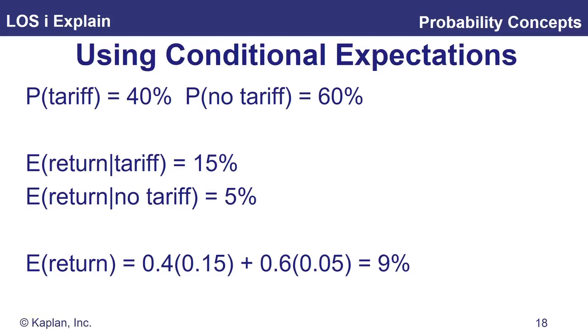What we've then got is contingent expected returns. Okay, now notice it's not a probability because it has E here, so it's an expectation, and it's the expected return given that a tariff is introduced, and that's 15%. The expected return given no tariff is introduced is 5%. So we can work out the unconditional expected return just using our total probability rule as before. So 40% of 15 plus 60% of 5, and that gives us 9%, the unconditional expected return.